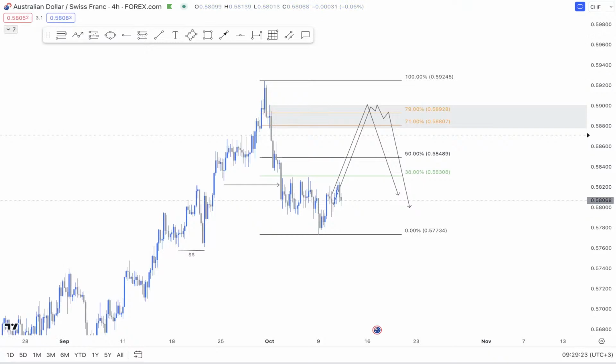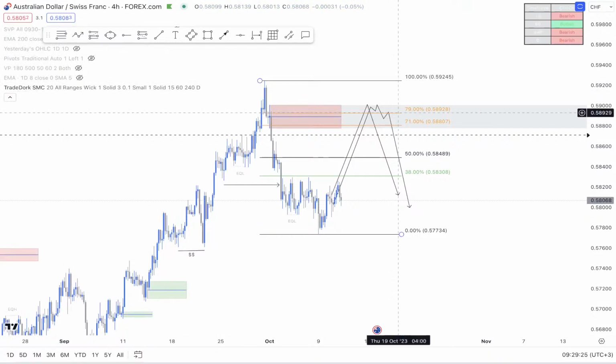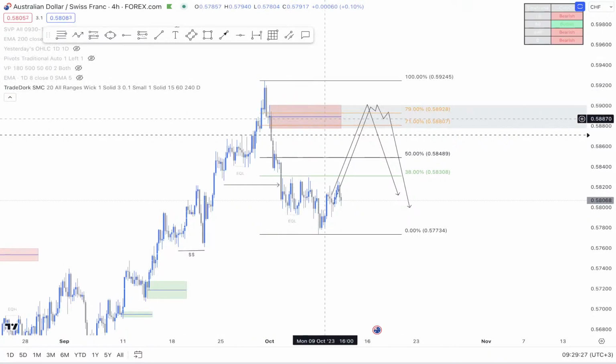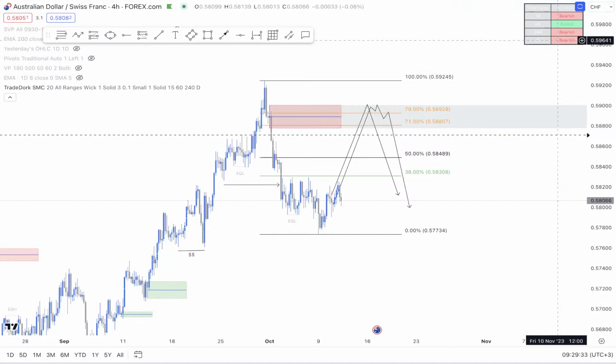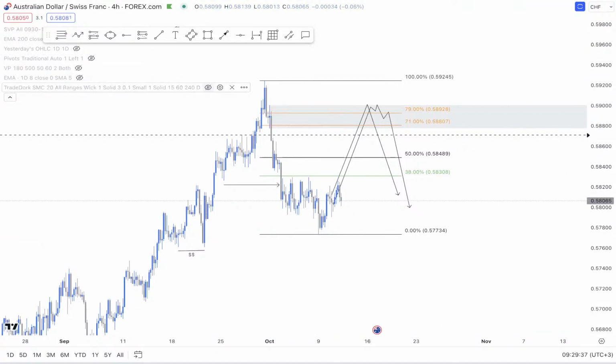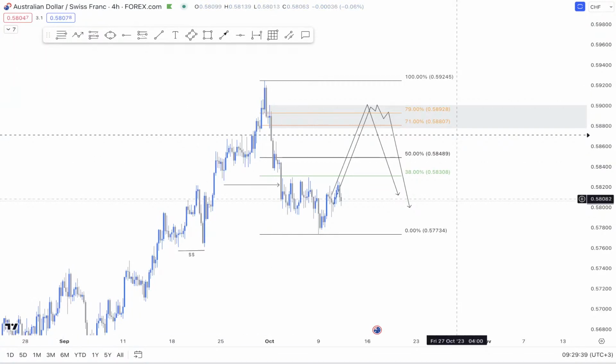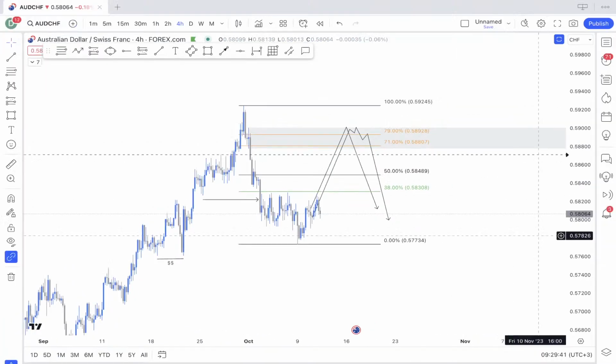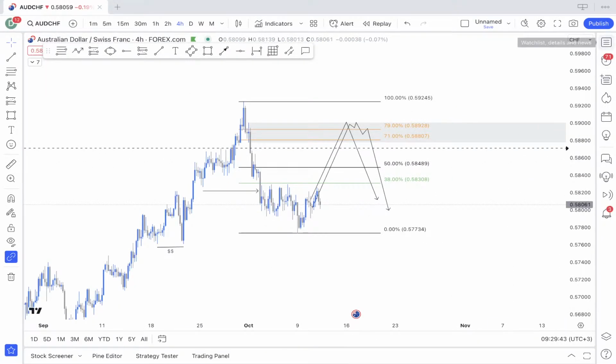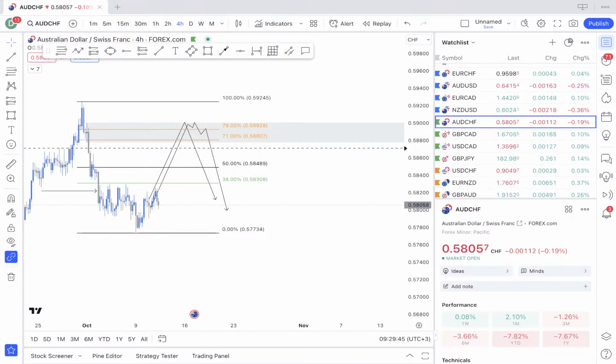Okay, and if we enable the TradeOrc SMC indicator, check this out. The TradeOrc order block lining up perfectly with our fire zone. And again, the TradeOrc graph lining up perfectly with our overall setup. So this is great. I love when I see the TradeOrc indicator lining up perfectly with the setup I marked up.